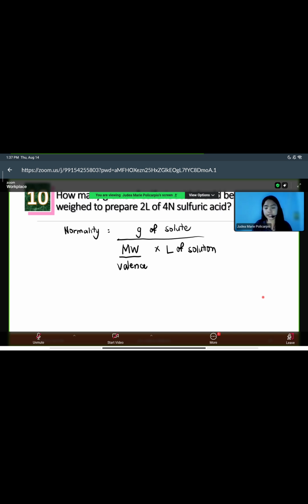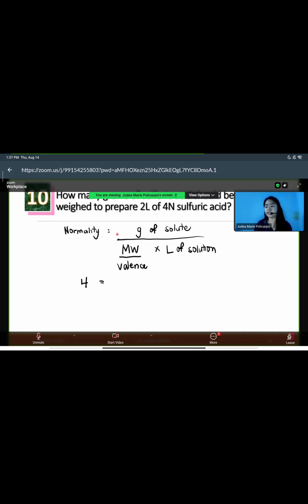So ito yung formula natin last time ng ating normality. This time, let us try to substitute the given on the equation. So, ano ba yung given sa atin? In this case, given sa atin si normality. Ano daw yung normality ng ating solution? 4 normals yung ating solution. So, substitute natin dun sa normality is 4.